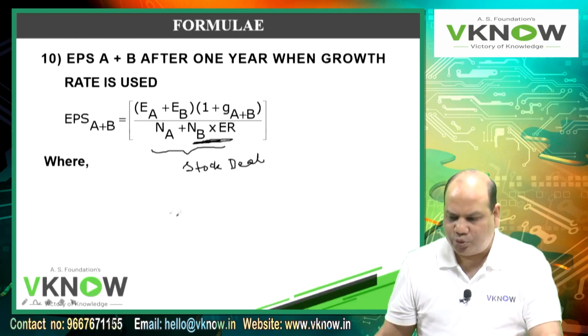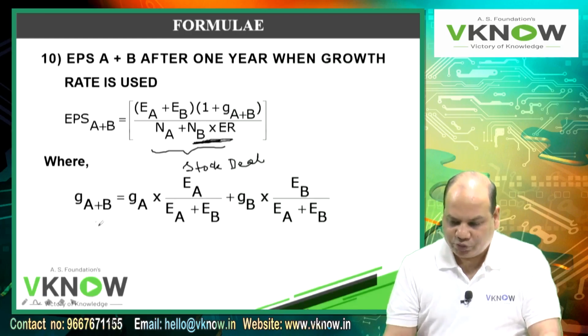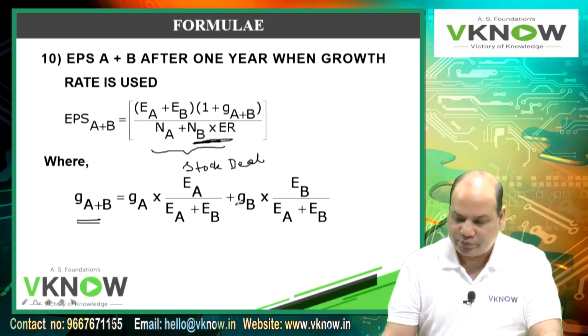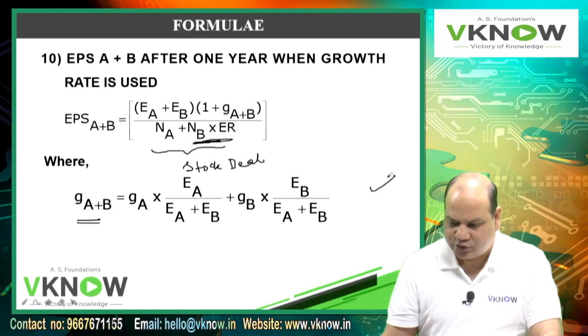And how do you compute the growth rate after merger? If nothing is given in the problem, then post merger growth rate will be weighted average growth rate. That is growth rate of A into earning of A plus growth rate of B into earning of B upon earning of A plus earning of B. This formula is very rarely used in this chapter.